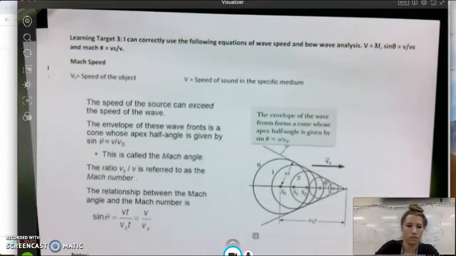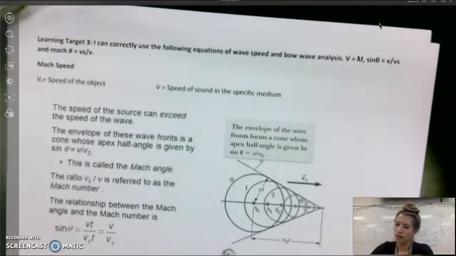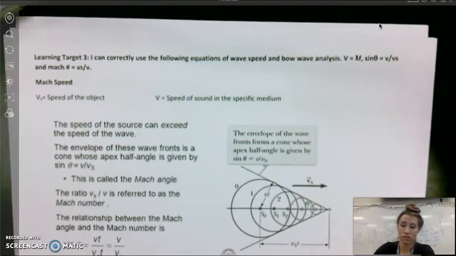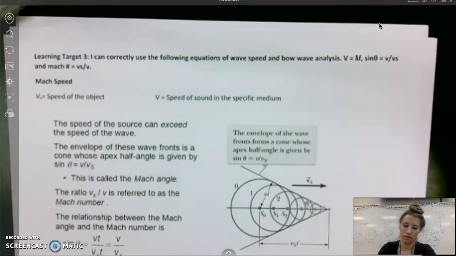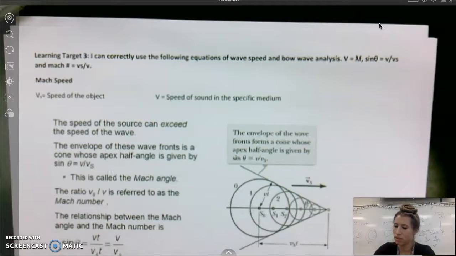Okay. Time-wise, so that is learning target number 2 about the Doppler effect, okay? And so now learning target number 3, we're going to analyze this bow wave a little bit more closely, and there's a couple of equations that go along with this.